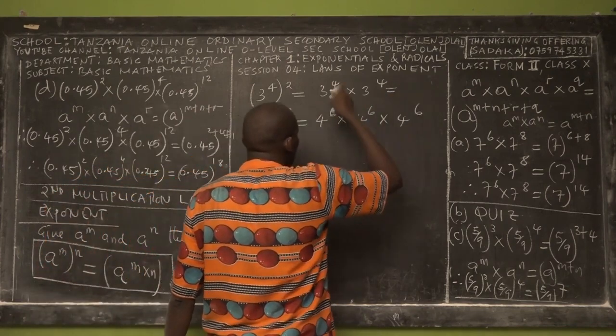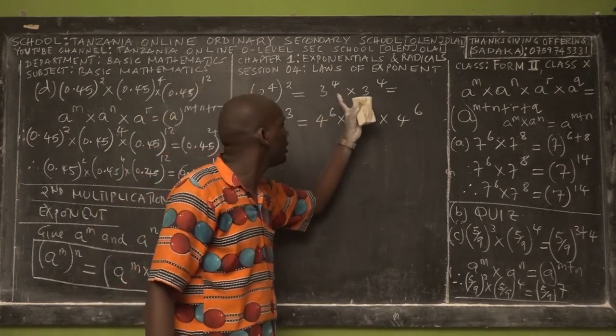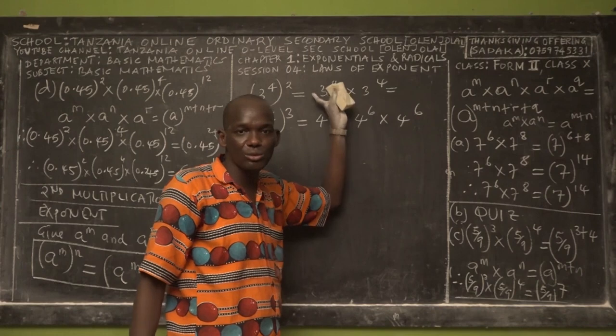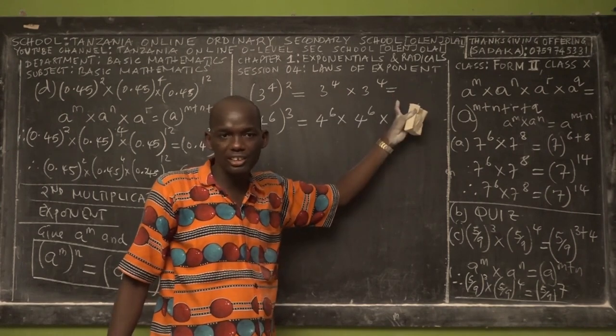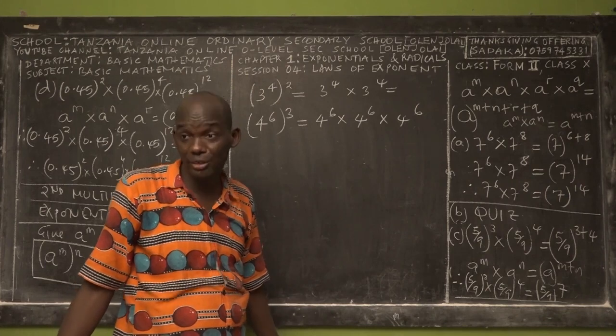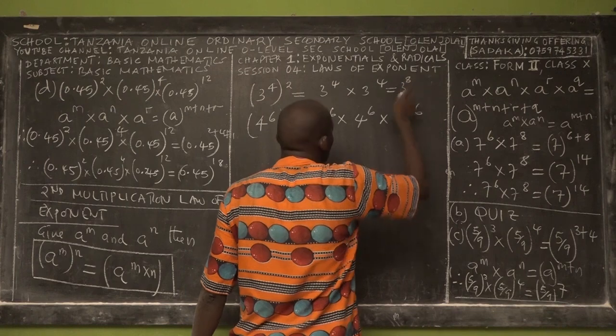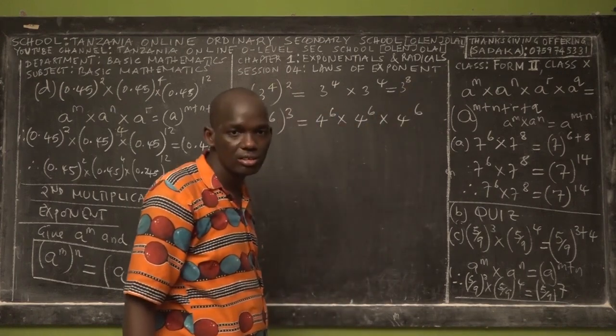Because 3 power 4, for example, if you're applying the multiplication law with the same base, what you have to do is add the exponents. So it means that it will be 3 power 8. Normally, this is 3 power 8 if you're using the multiplication law.